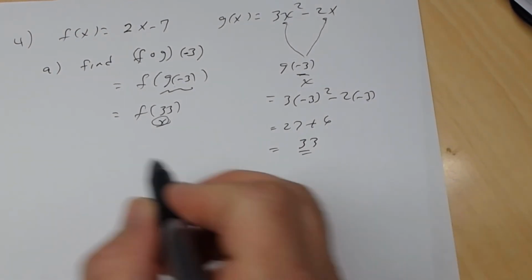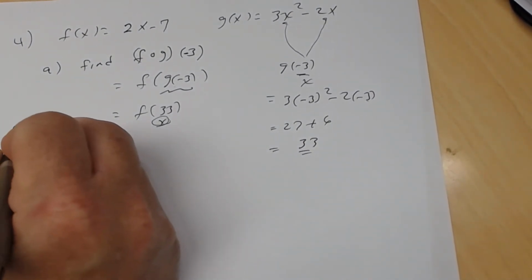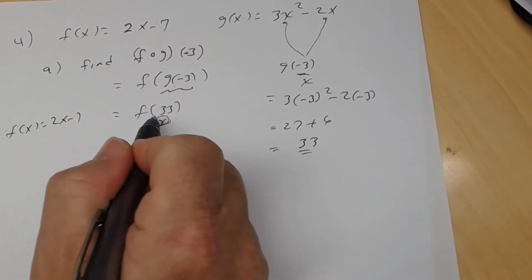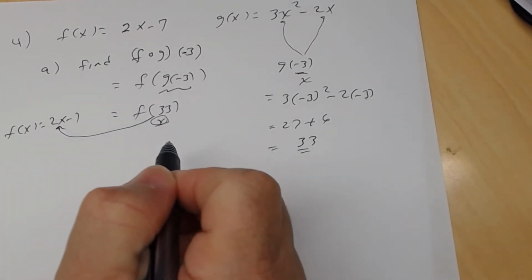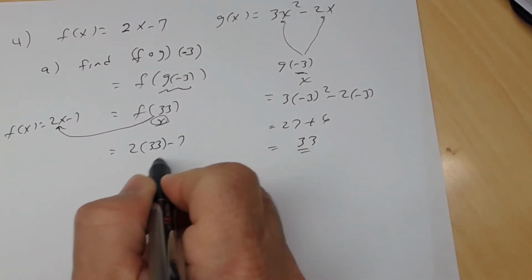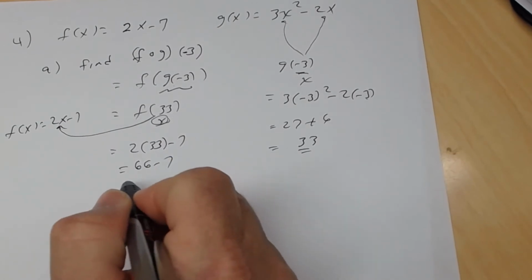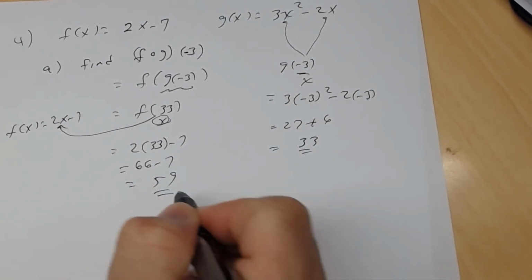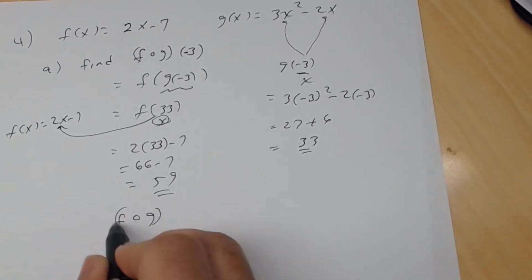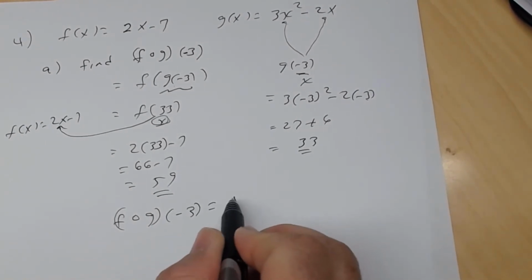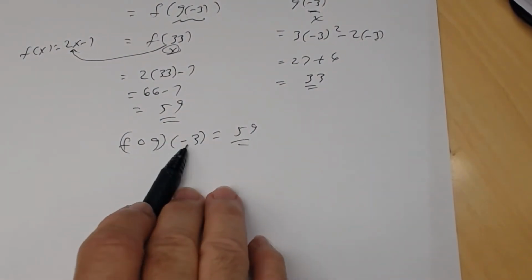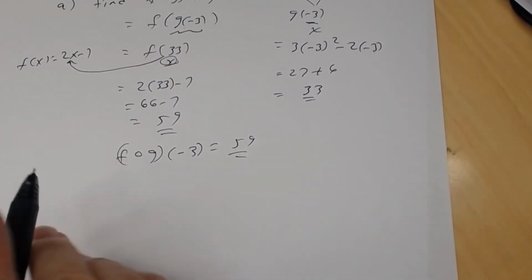Remember, f of x is 2x minus 7. So where we see the variable x, I substitute 33. So I get 2 times 33 minus 7. That's 66 minus 7, which is 59. So what I found is this: f composed with g at negative 3 equals 59.